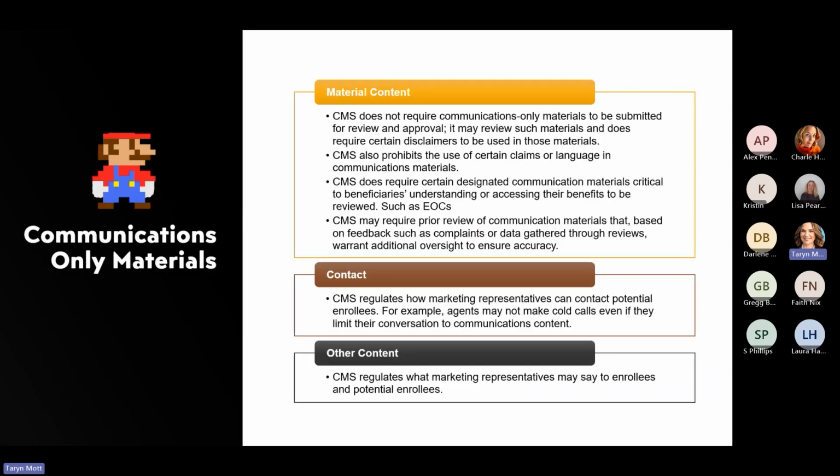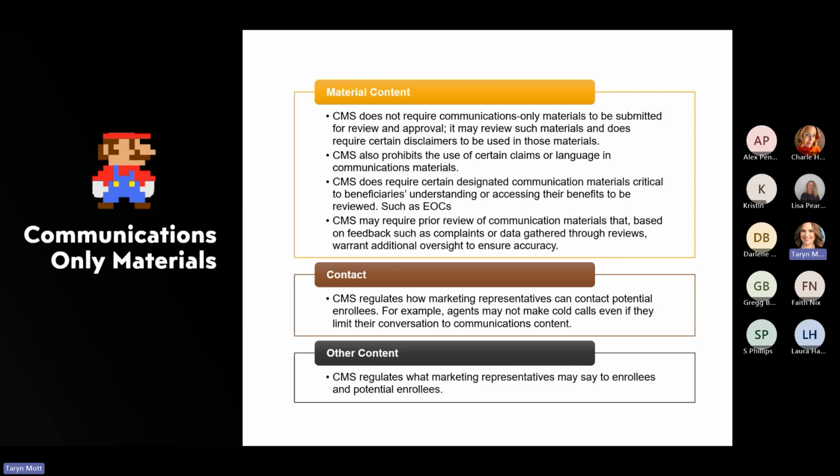Communication-only material content. CMS does not require communication-only material to be submitted for review and approval. It may review such materials and does require certain disclaimers to be used in those materials. CMS also prohibits the use of certain claims or language in those communications. CMS does require certain designated communication materials critical to beneficiaries understanding or assessing their benefits to be reviewed, such as EOCs.